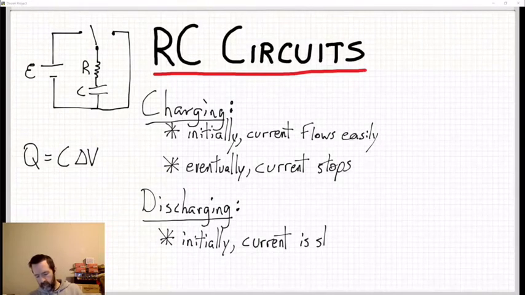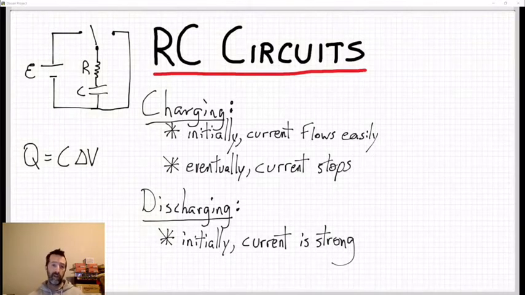And the reason it's going to be strong at the beginning is that the capacitor plates have a lot of charge on them. Since those charges repel from each other, there's going to be a lot of force exerted on those charges. They're going to accelerate away from the capacitor quickly, and that means you're going to have a lot of current. But as the plates empty, the force that those charges exert on each other gets weaker and weaker, and that means that the current also is going to get weaker and weaker.